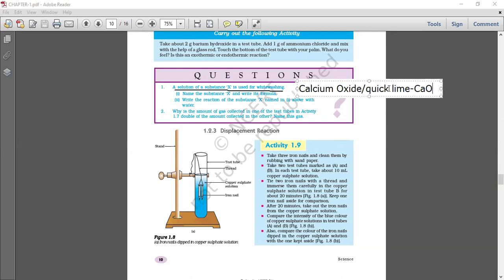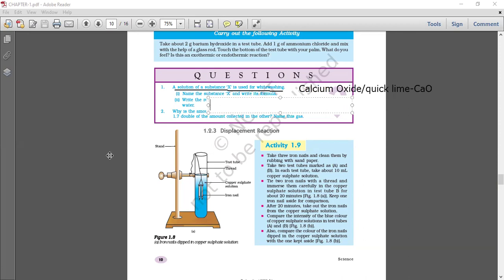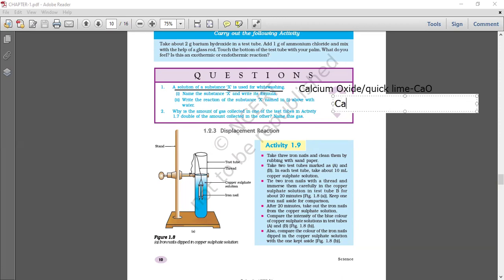Then write the chemical reaction of substance X with water. This is very, very important. So he's asking to write the reaction of substance X. I'll write CaO, calcium oxide. It is in which state? We have studied it is solid state, plus you need to add water, H2O, and water is in liquid state.